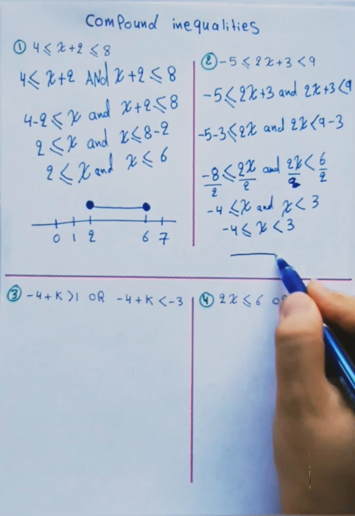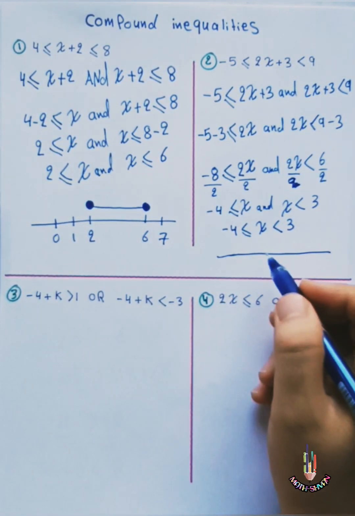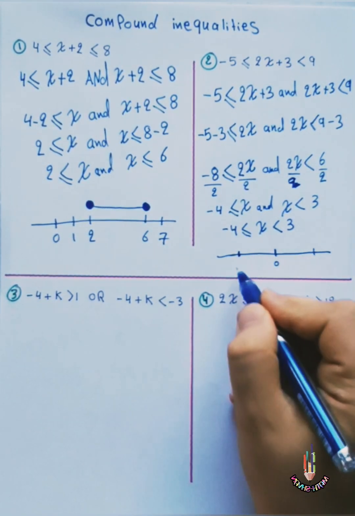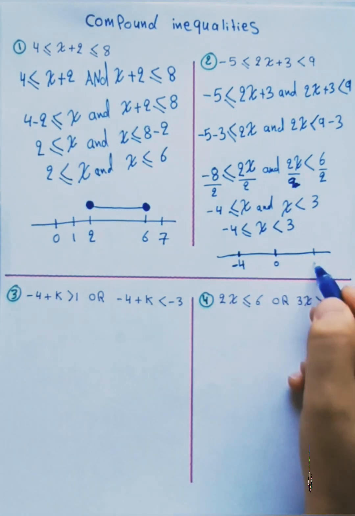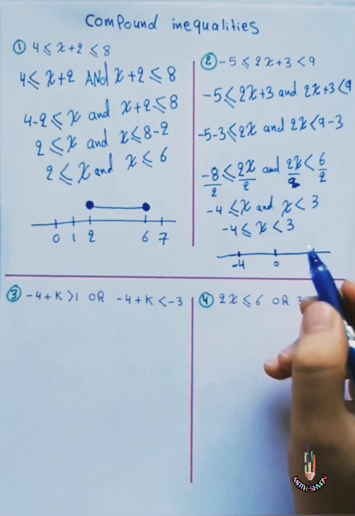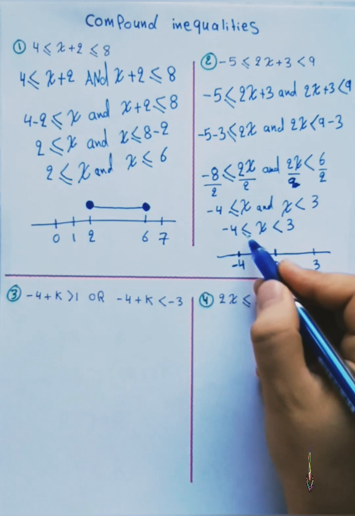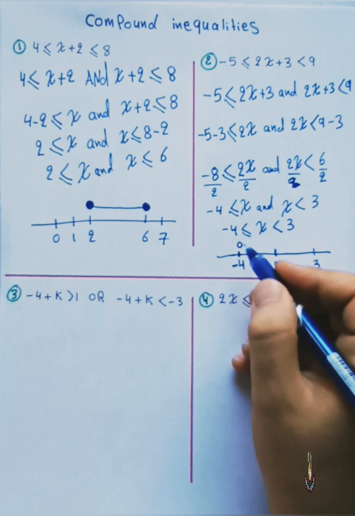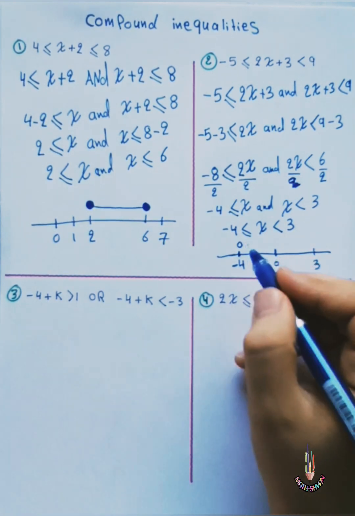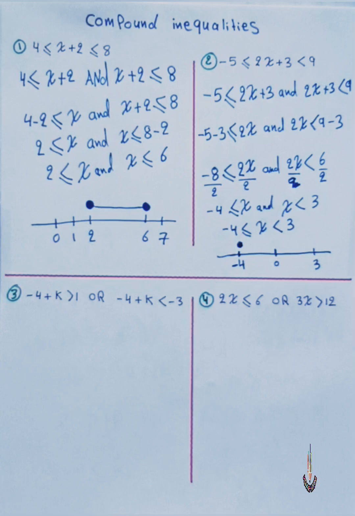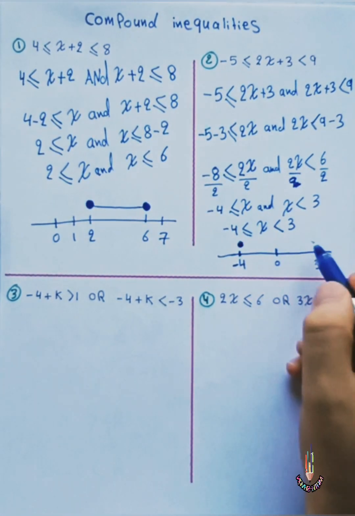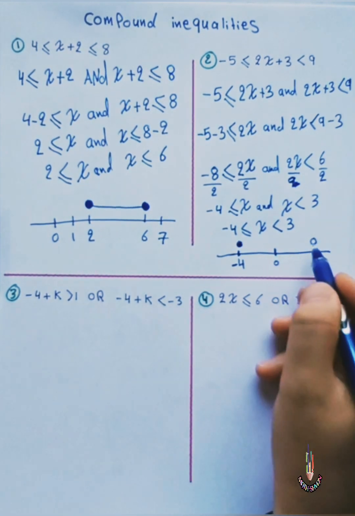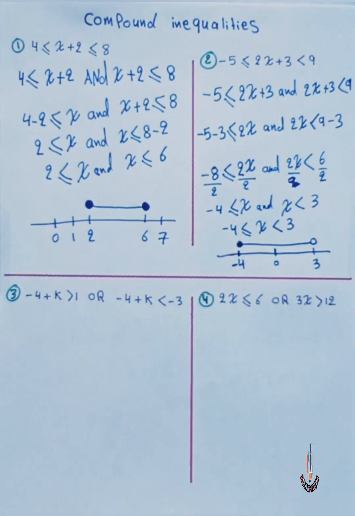When we write the value of x on a number line, this is 0, and this is negative 4, and this is 3. After that, x is equal to or greater than negative 4, so you have to draw a closed circle, and then x is less than 3, so we have to draw an open circle, and then we have to connect these two circles together.